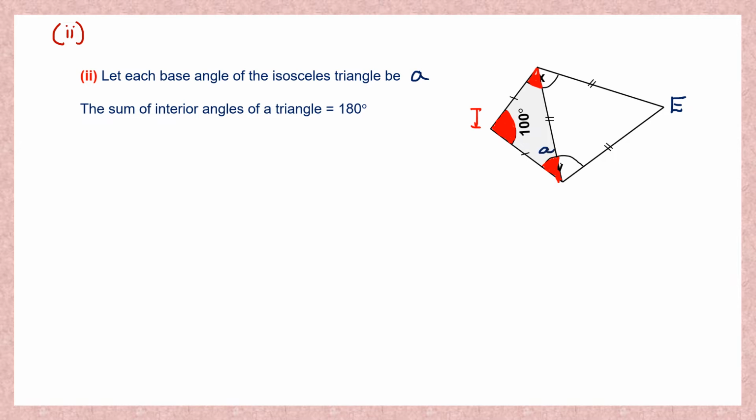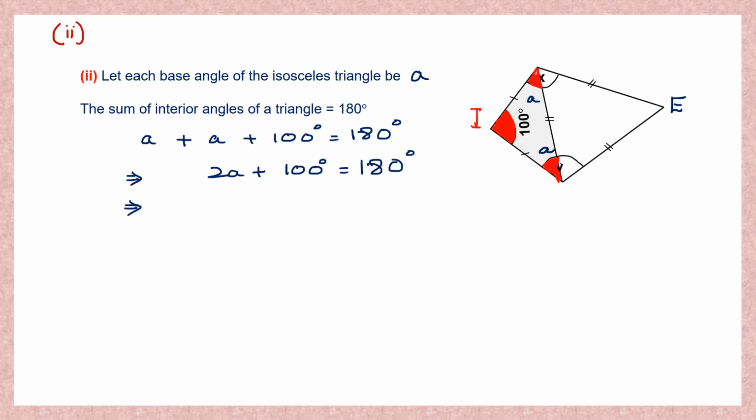So this is angle A, this is also angle A. So A plus 100 degrees is equal to 180 degrees. A plus A is 2A. 2A plus 100 degrees is equal to 180 degrees.